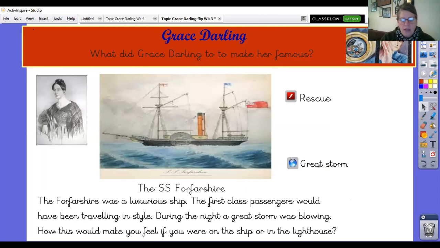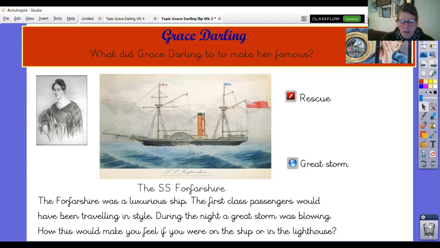Now, this picture here is a picture of the SS Forfarshire, which was the ship that was wrecked in the storm that night. Now, the Forfarshire may look like an old-fashioned boat to us, but at the time, it was a luxurious ship. Now, luxurious means it was very fancy. And the first-class passengers on board would have been travelling in style. So that means it probably would have cost them quite a lot of money to go on that journey, and it would have been very fancy and nice inside.